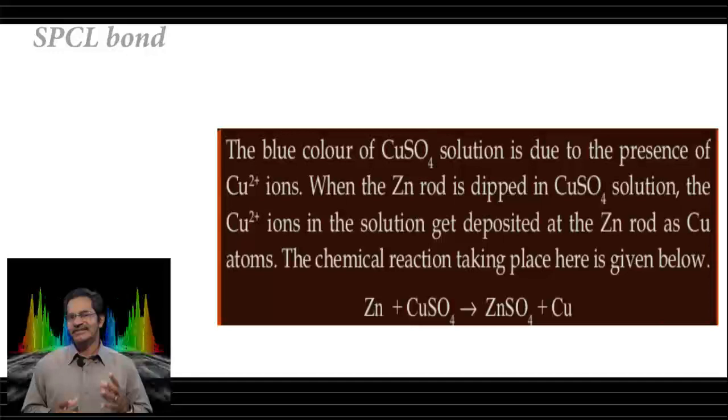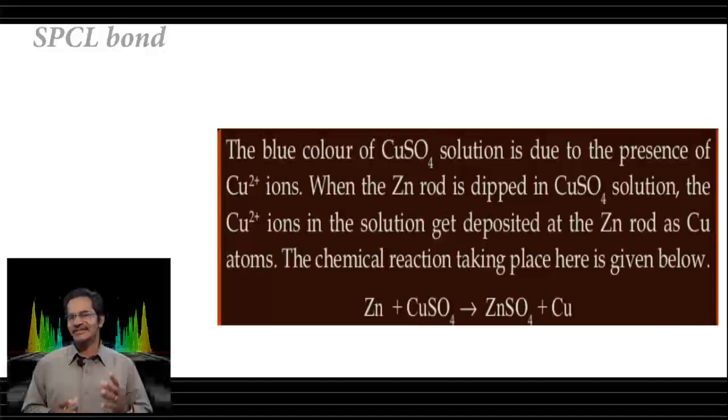The zinc rod is converted to an ugly looking material. Some blisters are formed at the surface of the zinc, so something is captured on the surface. Those captured materials are Cu atoms actually. A large number of Cu atoms are deposited, so the rod takes on this particular appearance.